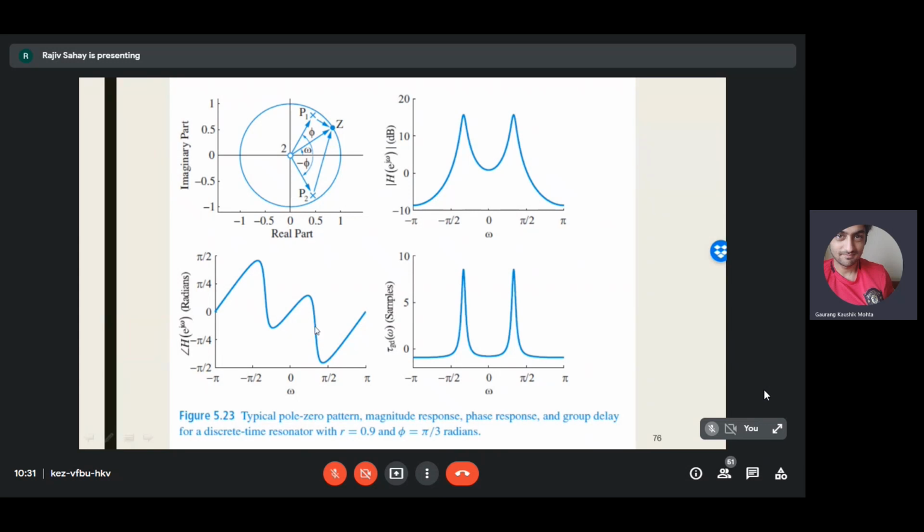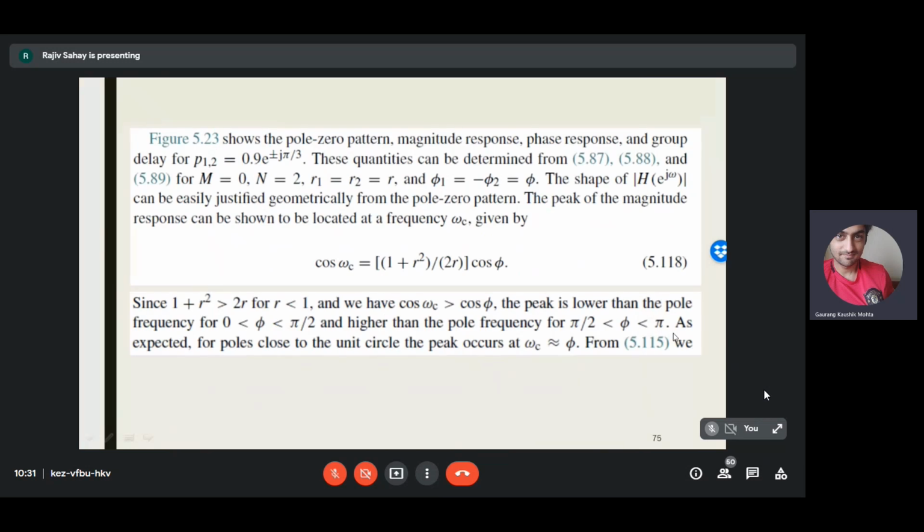So this particular peak is located at around pi by 3. And if you see here, the phase response is 0 at around pi by 3. This is a discrete time resonator built with two complex conjugate poles.